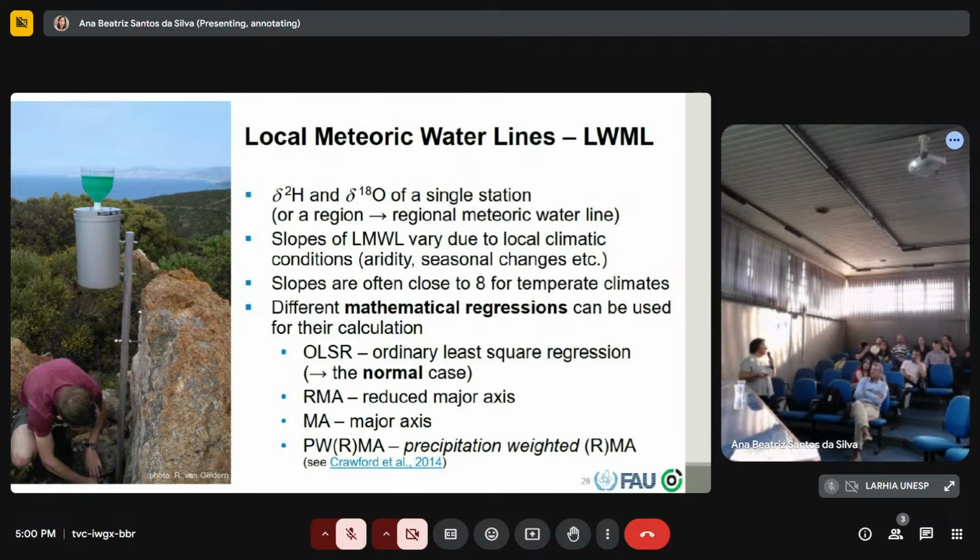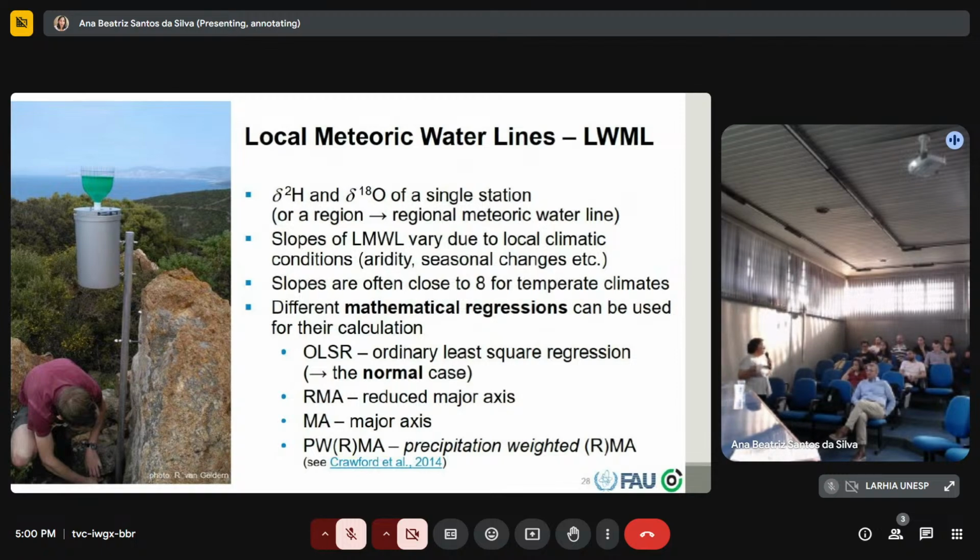However, it's not the best choice because the mathematical principle of this assessment is that one variable should be independent and the other dependent, and that is usually not the case for the oxygen-18 and the deuterium. So this major axis regression is a better choice for the case when both variables are dependent. And you can also use precipitation weighted methods of linear regression.